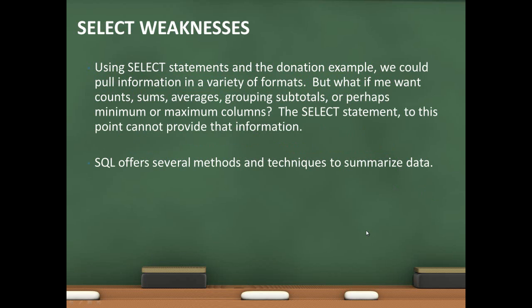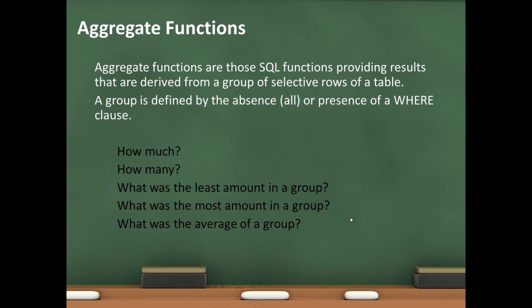So again, looking at that select statement, and I talked about this just a moment ago, it looks at records as a whole. And what we want to do is we want to summarize data now. We want to go back in and look at some specific aspects of our data. Things like how much or how many, or what was the least amount in a group or the most amount in a group, or what was the average of a group. And those are what are referred to as aggregate functions. So rather than returning back a whole bunch of records, typically an aggregate function is going to return back one row and it's going to answer whatever the aggregate function is that you're asking for. The average, the minimum, the maximum, those types of things, the count.